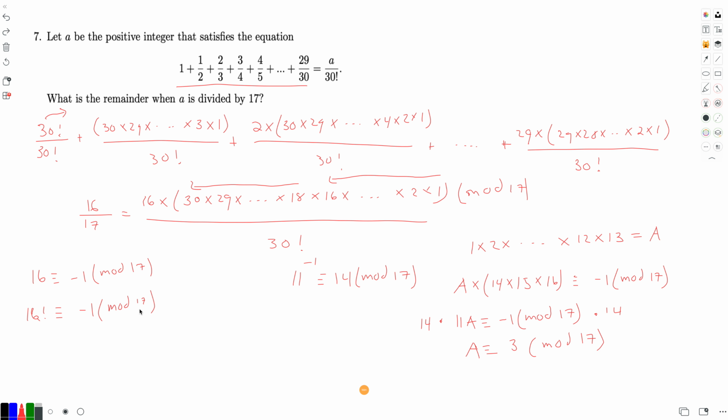And then we have these two terms, which just combine to be 1 mod 17. When we multiply 3 by 1, we get 3. So this is our final answer, and we're done.